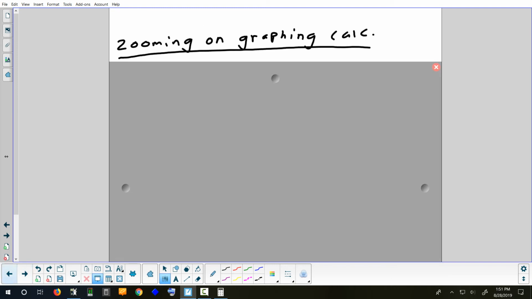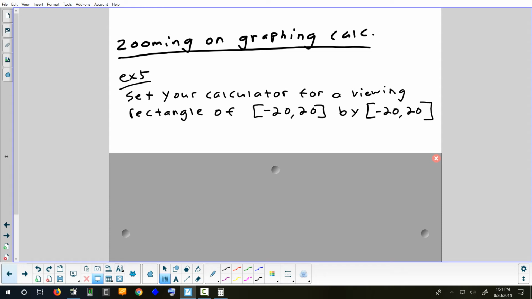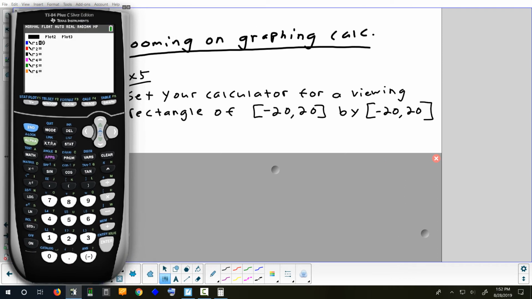Right. So we did actually get to zooming. I'm not going to have you get your calculator. I'm just going to show you how you zoom. So the reason why you might have to zoom is because, let me draw something like this. Don't worry how I'm drawing it. I'm just going to show you how to zoom. X squared plus 10. That's a parabola.